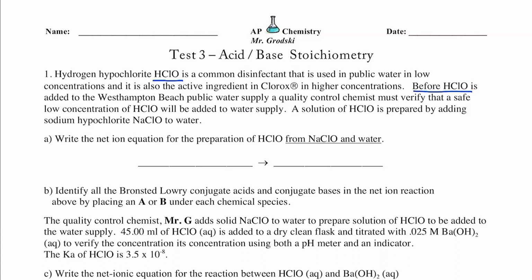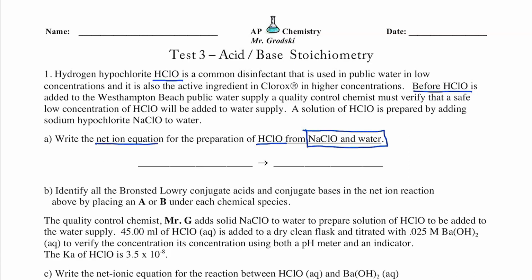So I'm asking in this question, write the net ion equation, and that should jump out at you: net ion. Net is overall. Okay, we're going to eliminate those things that aren't part of the reaction. We should know at this point that we should be eliminating the spectators. And I'm telling you that in the preparation, we're making HClO from these two compounds, sodium hypochlorite and water.